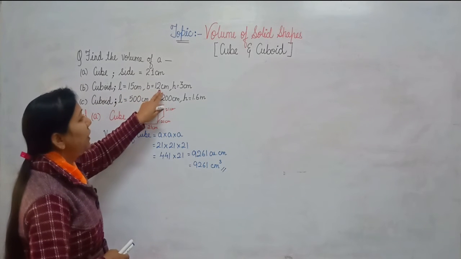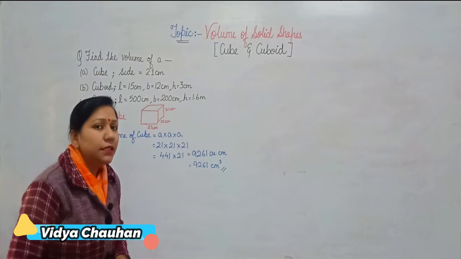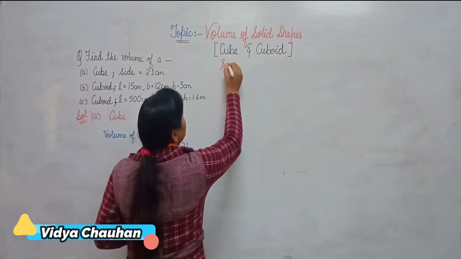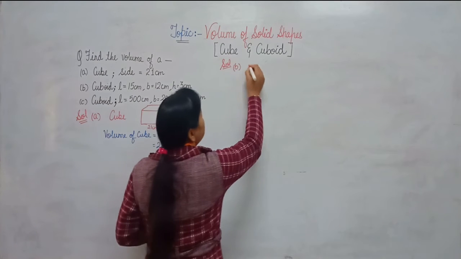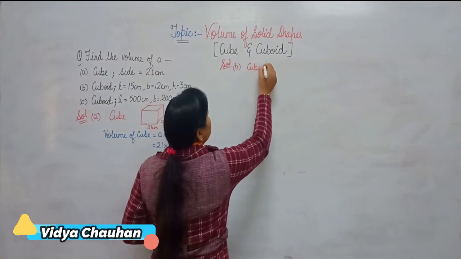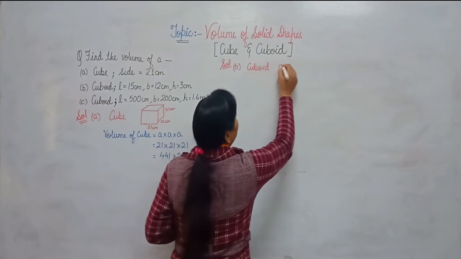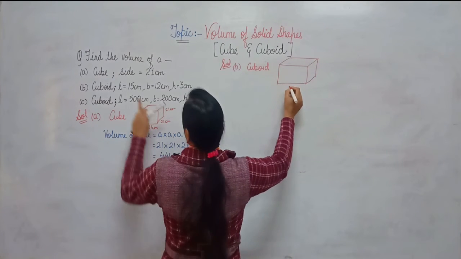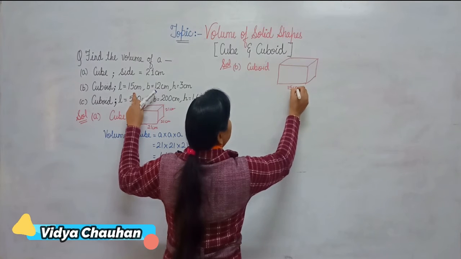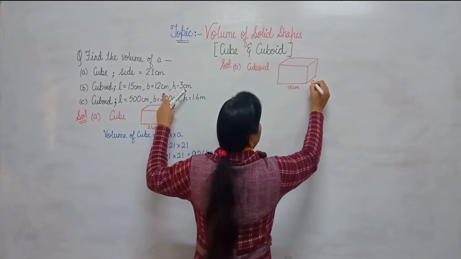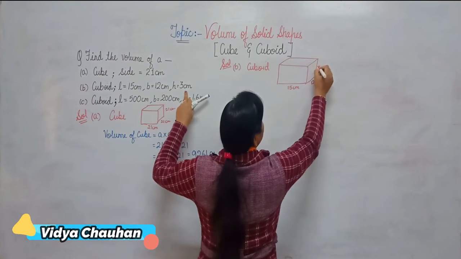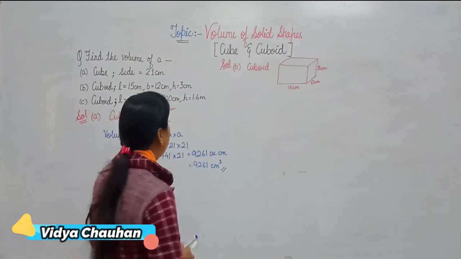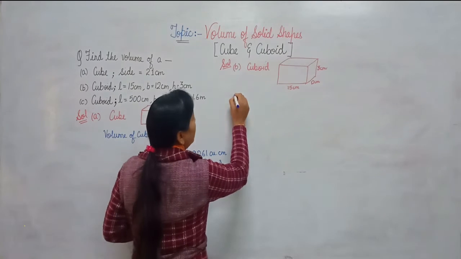Now students, in the second part we have to find the volume of a cuboid whose length is 15 centimeter, breadth 12 centimeter and height is given as 3 centimeters. So let us perform the solution for the second part. Solution of part B, in which there is a cuboid. Very first, let's draw a figure of a cuboid. So this is our cuboid whose length is given to us as 15 centimeter, breadth is 12 centimeter and height is 3 centimeters. These are the three dimensions of the cuboid, and after that you have to find its volume.